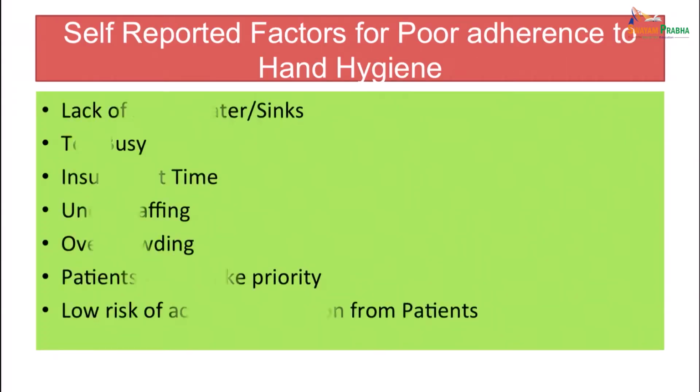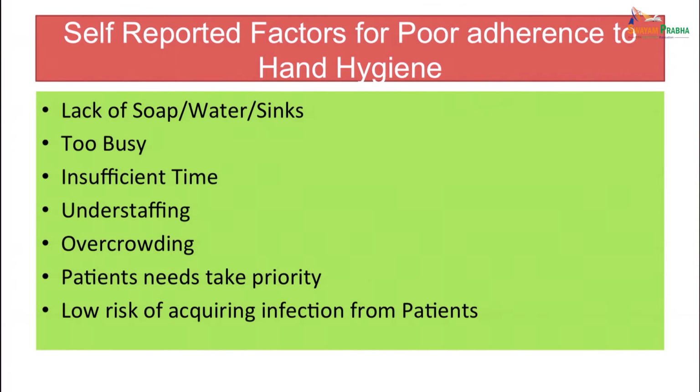There are certain reported factors for poor adherence to hand hygiene. It could be lack of soap, water or sinks. One could be very busy, with insufficient time, understaffing or overcrowding, or patients sometimes need priority. One may think the patient has a low risk of infection, but one can get infections because of these factors.